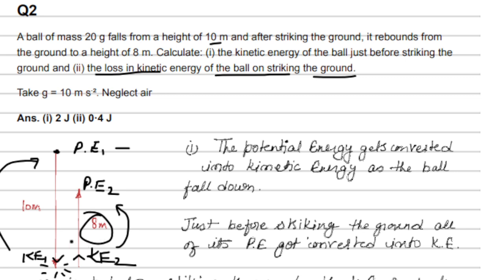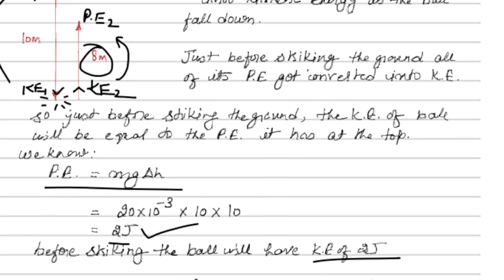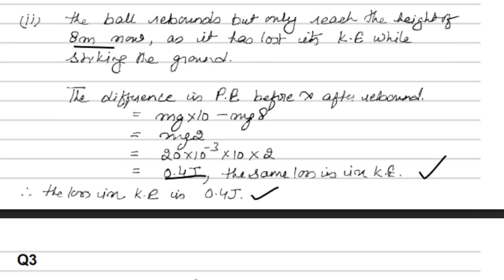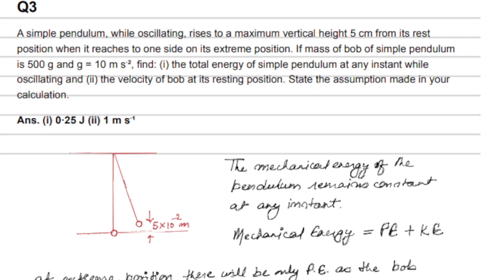So we used the simple intuition that the difference in kinetic energy will be equal to the difference in potential energy, because they are wholly getting converted. So that's why we used this kind of approach. Let's see the third question.